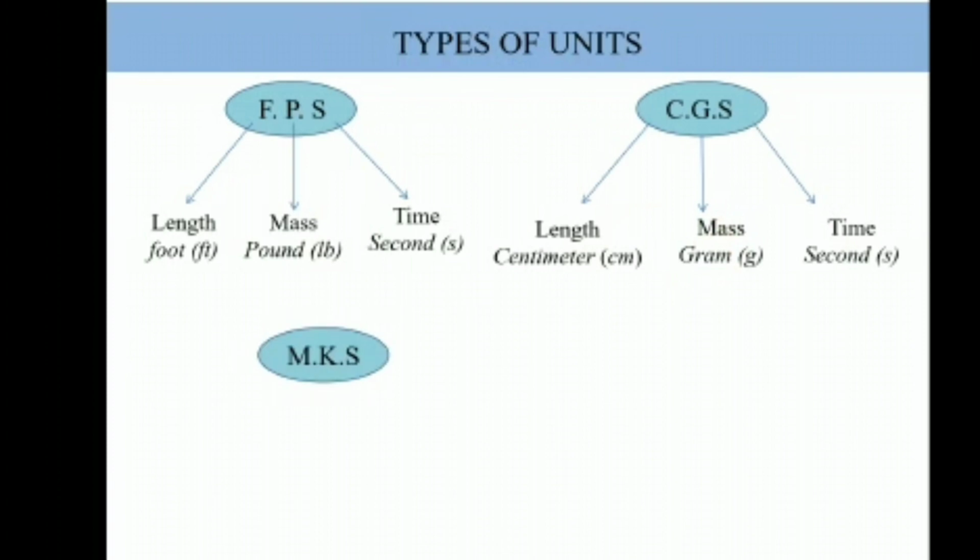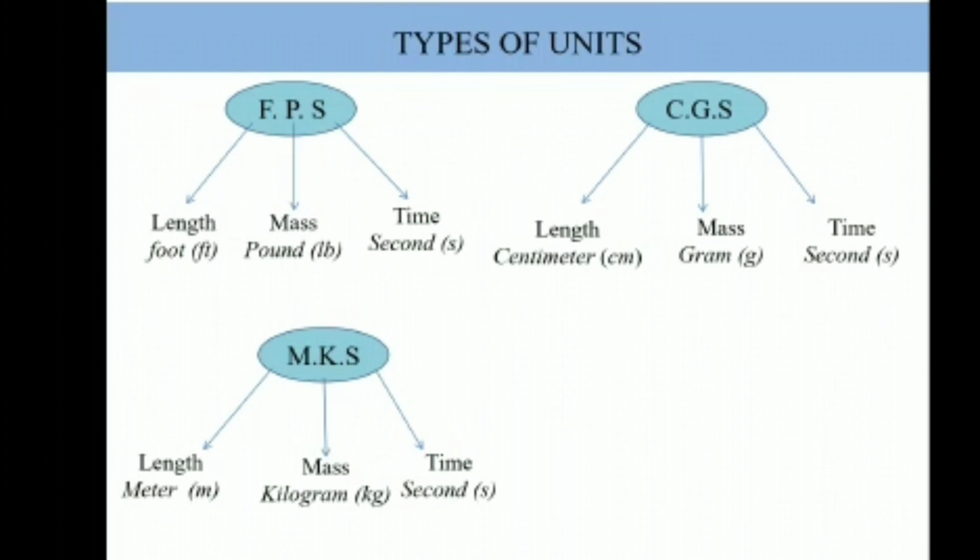Then in MKS system, which we also refer to as the metric system, distance is measured in meters. M stands for meter, so distance is measured in meters, which is nothing but length, a fundamental physical quantity. The second physical quantity is mass. So K stands for kilogram, and kilogram is a unit which is used to measure mass. Similarly, S stands for second, which is used to measure time, a fundamental physical quantity.